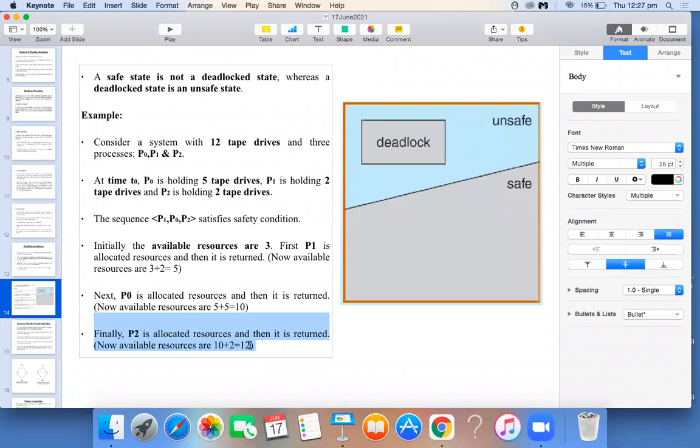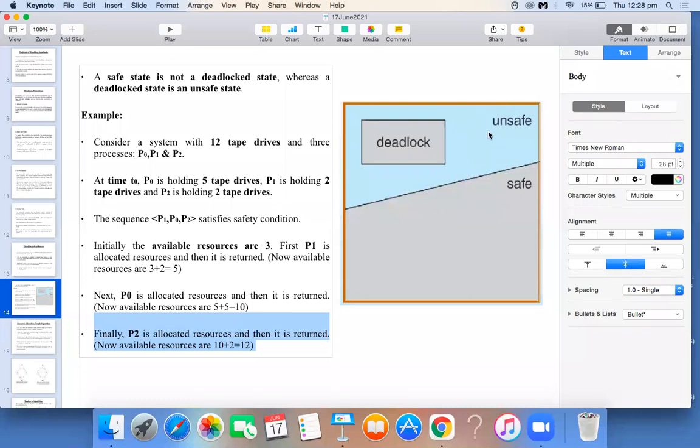So after the completion of all the processes, how many available resources did I have? 12. So initially, before the execution of the processes, how many resources did I have in my system? 12. Is it clear? Right. So if you are allocating the resources and executing your processes like this, then your system will be in a safe state. Otherwise your system will enter the unsafe state.